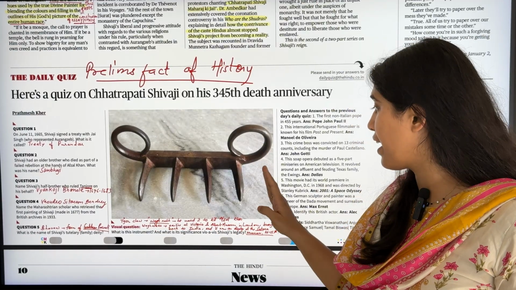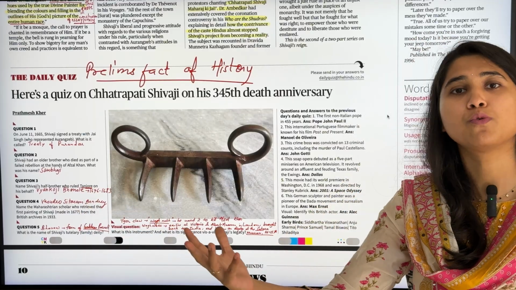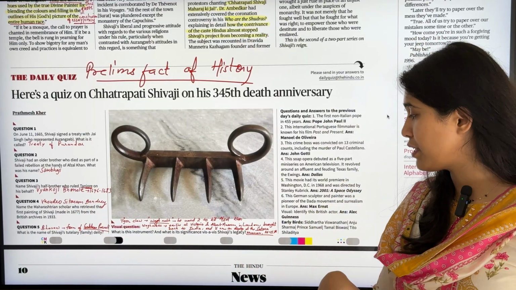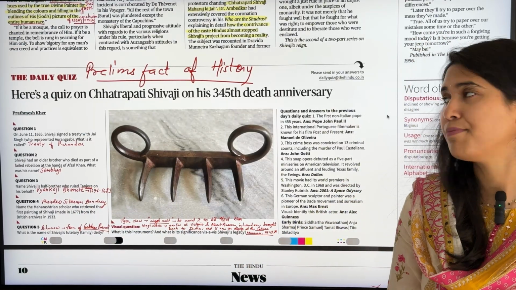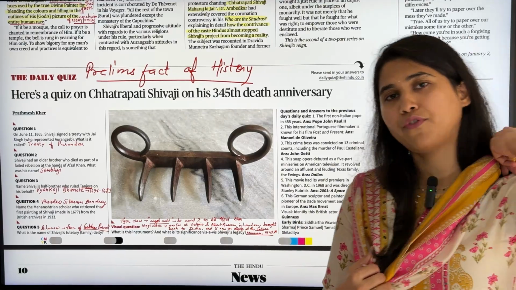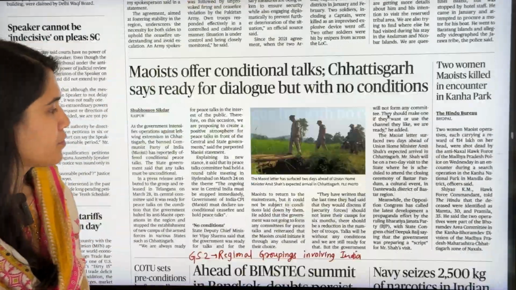This Bagh-Nak was earlier kept at the Victoria and Albert Museum in London, but now has been brought to India and is kept at the Satara Museum in Maharashtra. Okay, that much is sufficient for this quiz. Let's move to the next article.